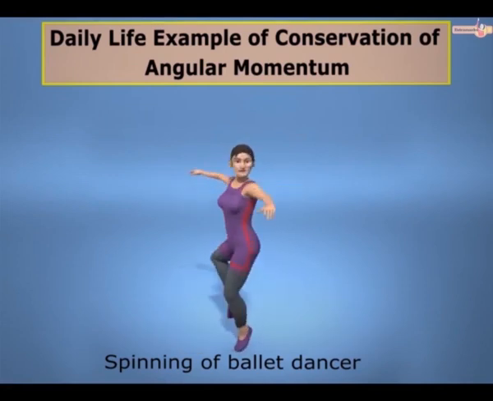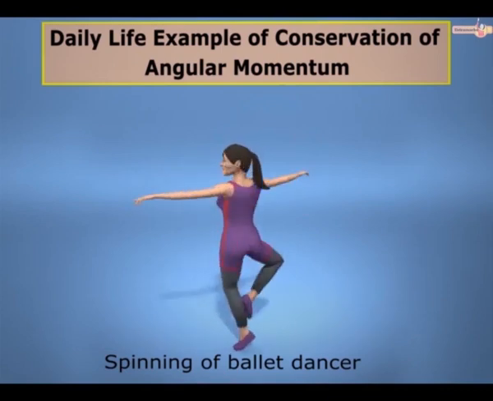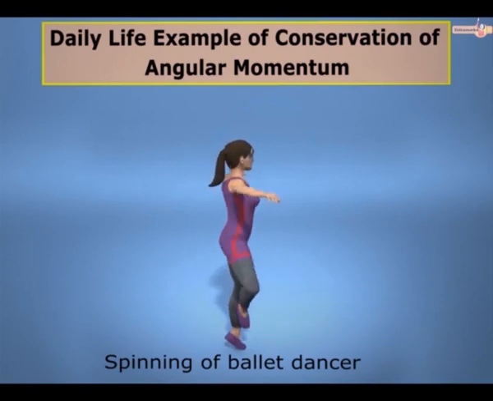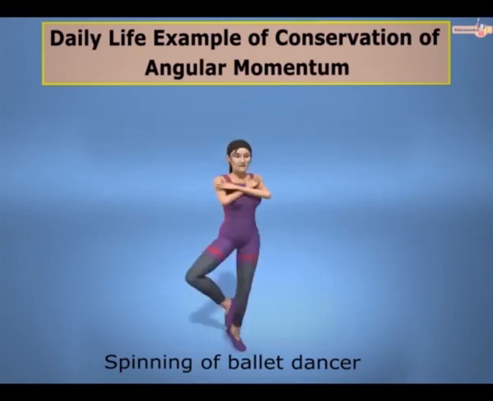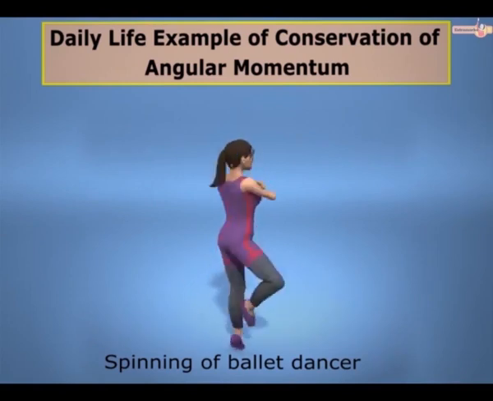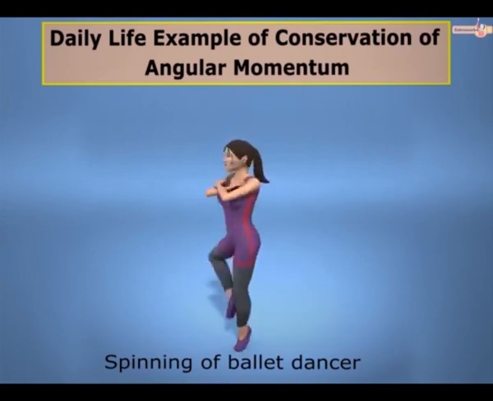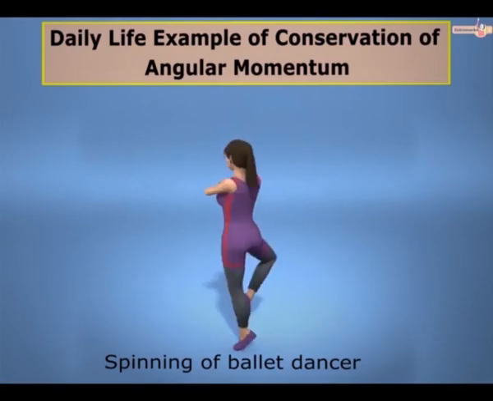Since no external torque is acting, the angular momentum has to remain conserved. With an increase in moment of inertia, the angular speed decreases. Similarly, when she pulls her arms close to her body, some of the mass comes near the axis of rotation, and therefore the moment of inertia decreases, and hence the angular velocity increases.